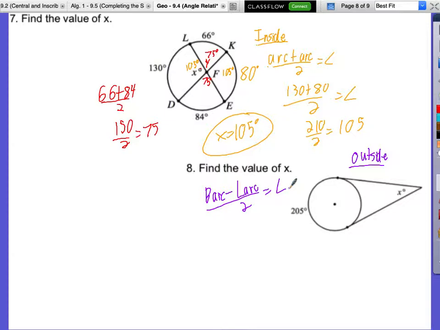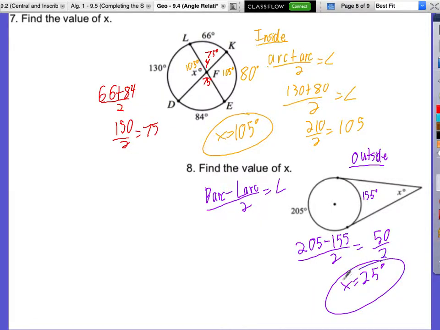Okay. So what's our Bark? 205. What's our Lark? How do we find that? 360 minus 205. We know this makes the whole circle, so if this is 205, this must be 155, divided by 2. And so we end up getting 50 divided by 2, so x is equal to 25 degrees. Questions on that one?